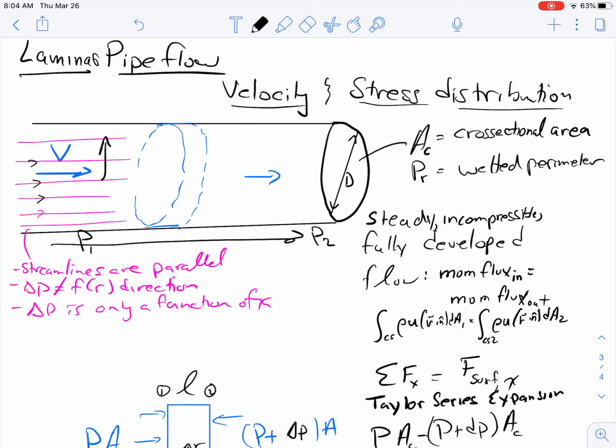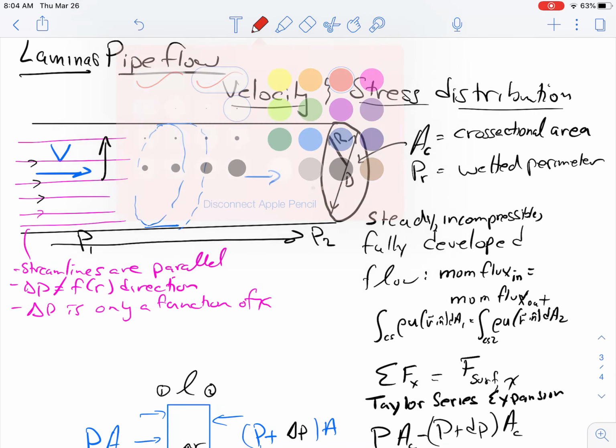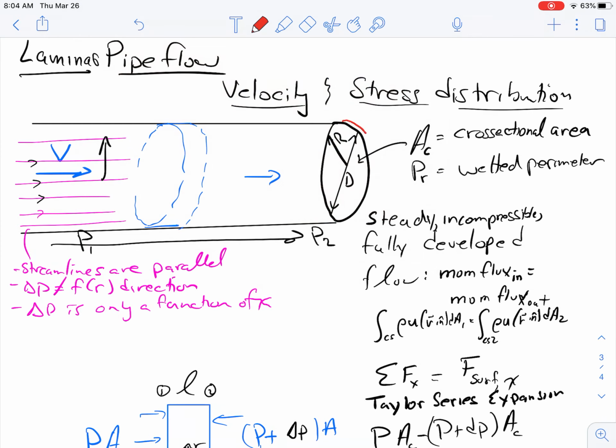A few more definitions. D is going to be the total diameter, and again, R is going to be the total radius. The cross-sectional area will be noted here as our area if we cut the pipe in half. And then we'll also talk about the wetted perimeter. The wetted perimeter is the perimeter going around the outside of the pipe that would be in contact with the fluid.